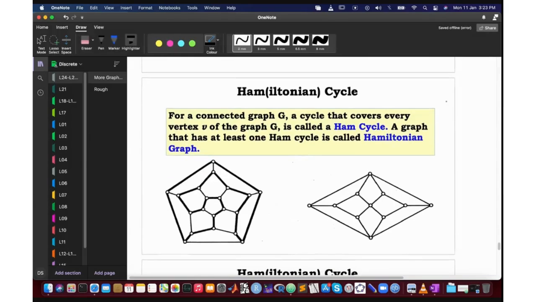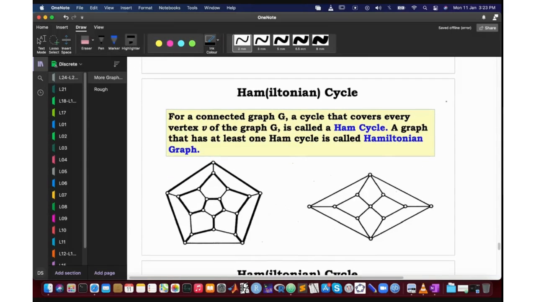Okay, so the last part of today's lecture is Hamiltonian cycles. They are sort of similar to Eulerian circuits in the sense that you have a graph, but instead of visiting all the edges, you want to visit all the vertices. So you're looking for cycles.